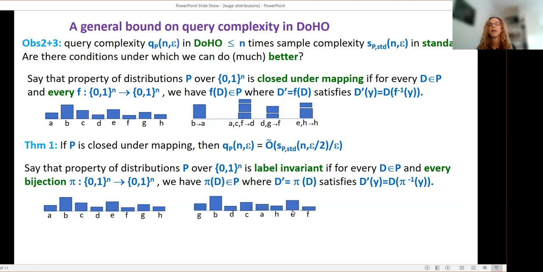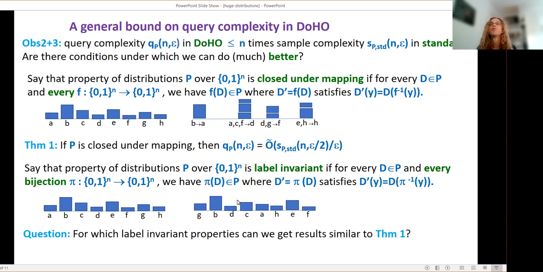Here I can only apply some bijection, and this is another distribution that I get. It should be inside the property. So an interesting question is for which label invariant properties can we get results similar to theorem one? Can we generalize something to what we have for properties that are closed under a mapping?